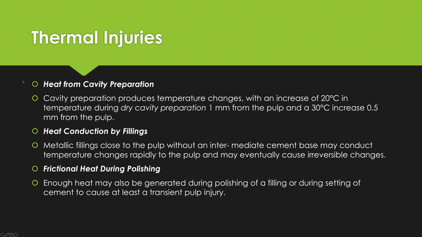So, metallic fillings like amalgam or metallic crowns, which are big and close to pulp without any intermediate cement base, may conduct temperature changes rapidly to the pulp and may eventually lead to irreversible pulp changes. Frictional heat during polishing can also cause transient pulp injury, which is normally reversible.